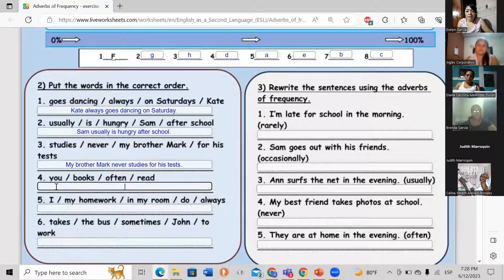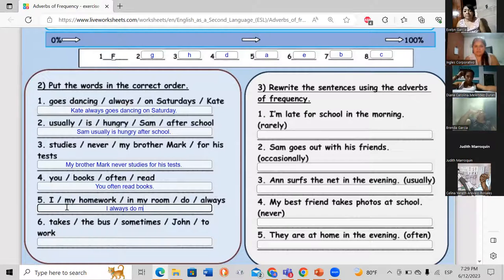Karen, number four. You often read books. Okay. Good. Roberto, number five. I always do my homework in my room. Okay. Very good. Number six, Manuel.